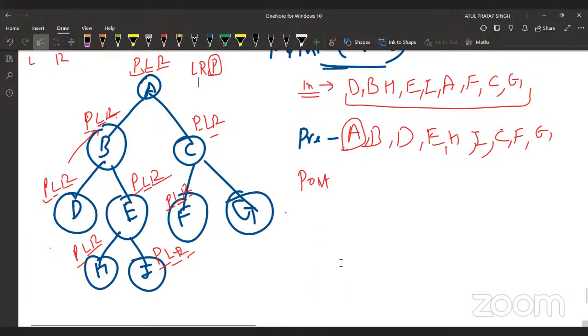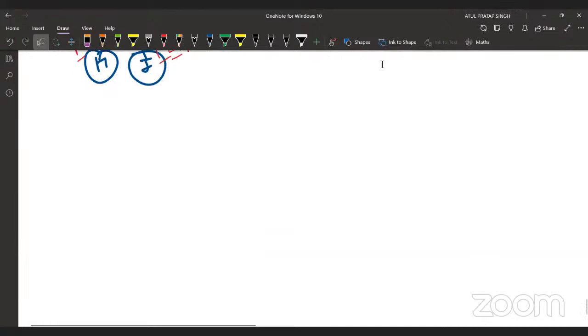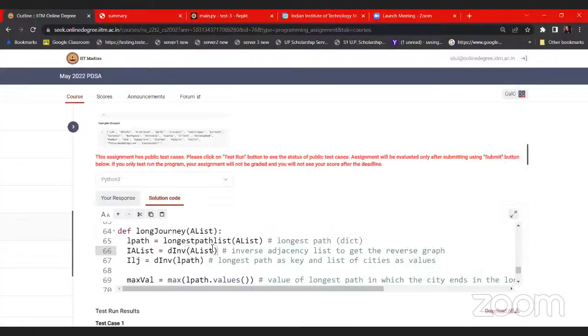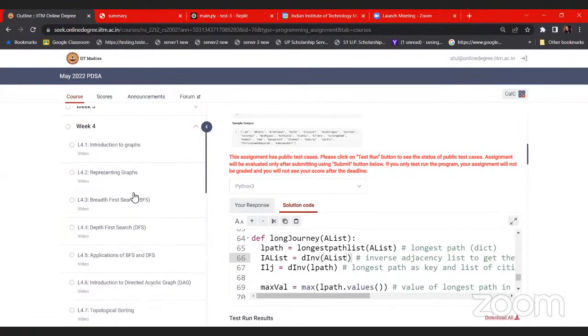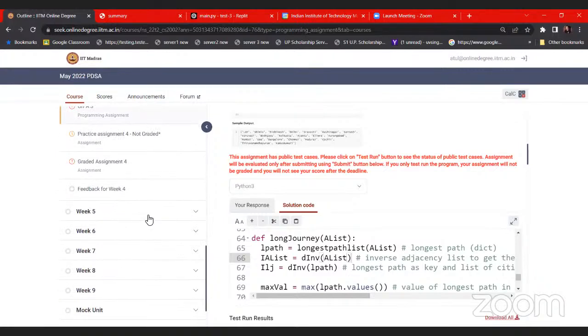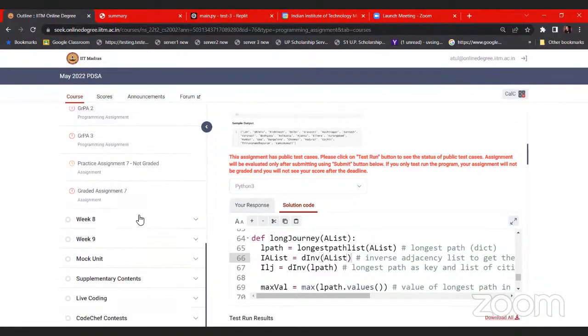Okay, sir, one graded assignment is there. I think that is related to the binary search. If we have been given the pre-order, and we are asking something related to this. Do you remember in which week the question is? Week 7, I think. Okay, week 7 also has binary search related topics.